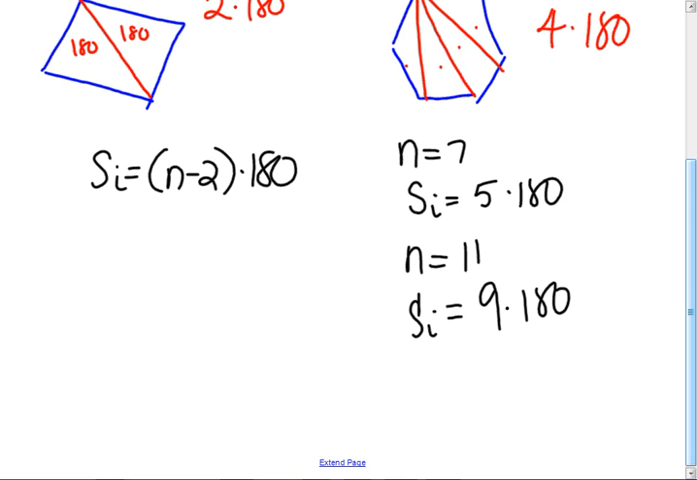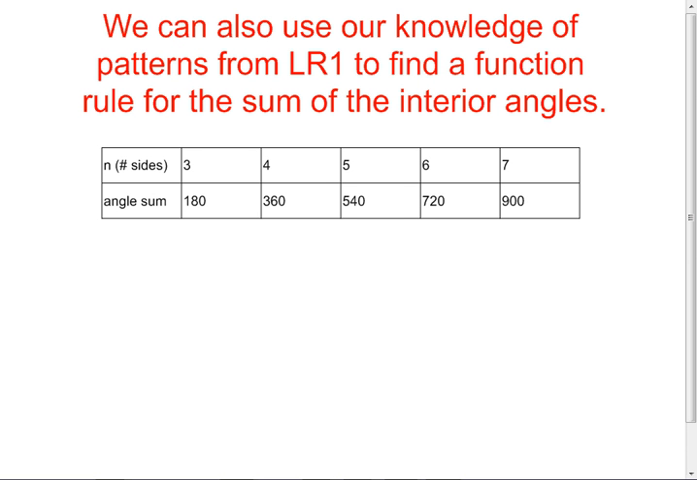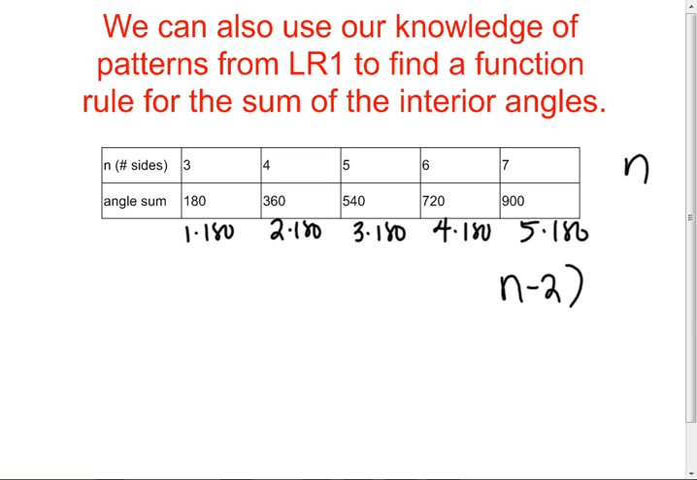So if I go to the next slide, I can just fill this in. This is 1 times 180. This was 2 times 180. This is 3 times 180. 4 times 180. 5 times 180. So if it's n, it's n minus 2 times 180. And that's the formula we're going to use today.